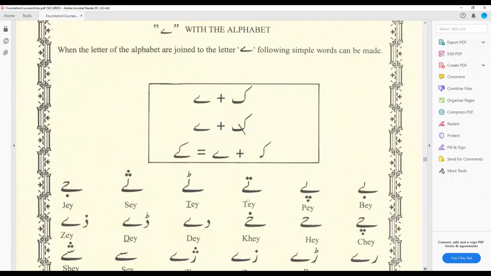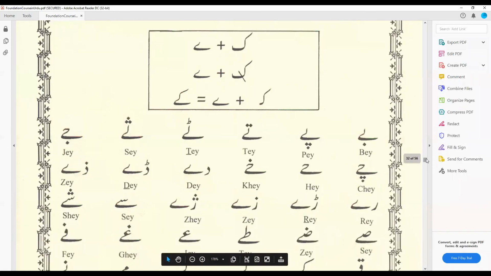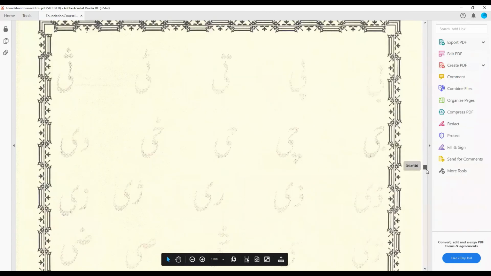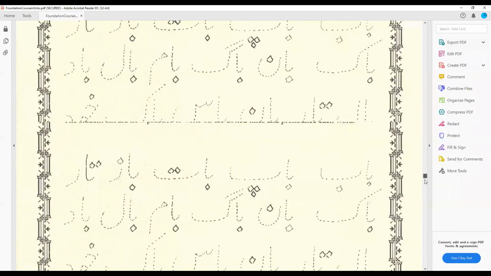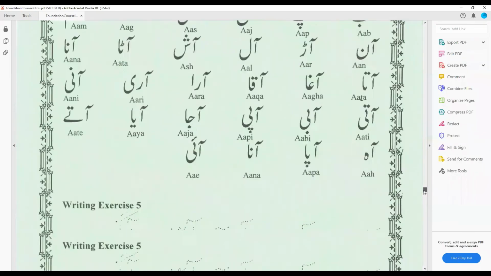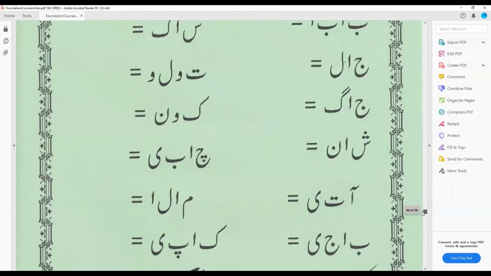Te badi ye te, te ye te, se badi ye se, jim ye j. So this page is regarding this. I'm moving on because I want to cover as much as we can.